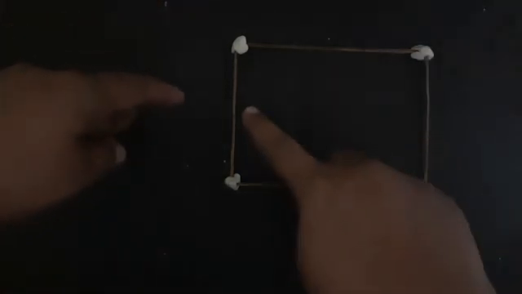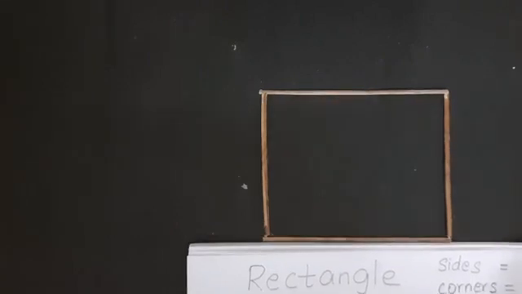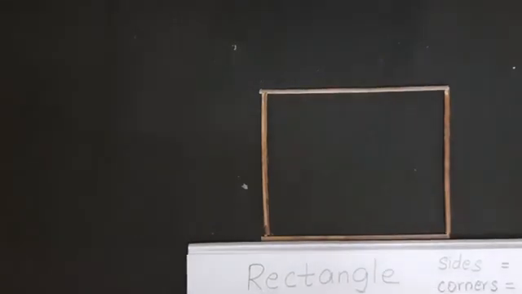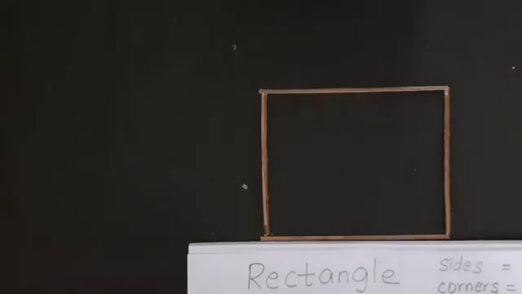Yes children. So how many sides do we have here? 1, 2, 3, 4. 4 sides, and 1, 2, 3, 4, 4 corners we have. We call this shape a rectangle. R E C T A N G L E. Rectangle. What do we call this, children? Rectangle. Now, in a rectangle, opposite sides are equal.